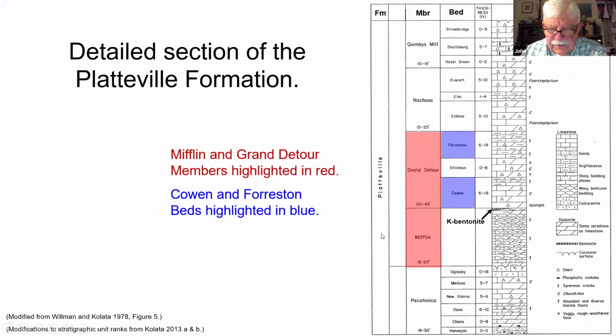Here is a more detailed section of the Platteville. And you can see the Mifflin and Grand Detour with the Cowan and Forston. You guys can see the arrow, right? When I'm playing with it, I'm hoping. There is a bentonite, not always, but often on top of the Mifflin. Let's take a look at it.